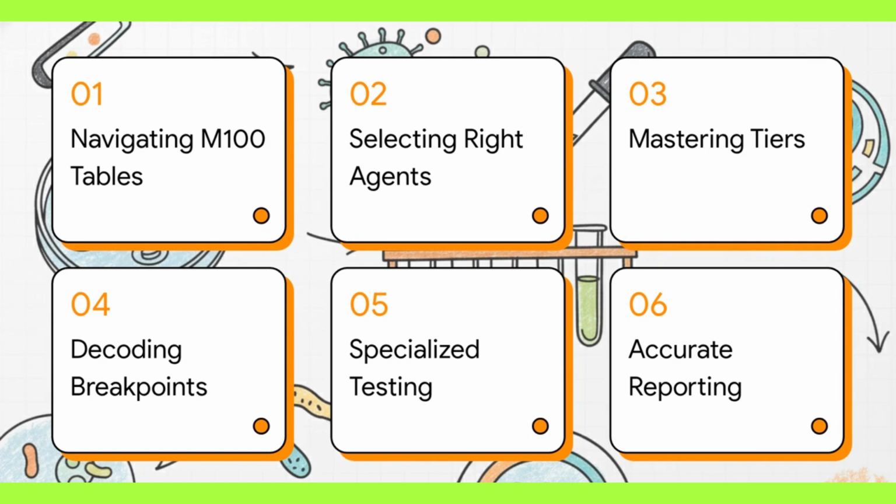So here's what we're going to cover. First, we'll get our bearings and figure out how to navigate the M100 tables. Then we'll talk about picking the right drugs to test and get a handle on the whole tier system. After that, we'll get into the nitty-gritty of breakpoints, look at some special testing situations, and wrap up with the super important rules that ensure our reports are both accurate and safe.